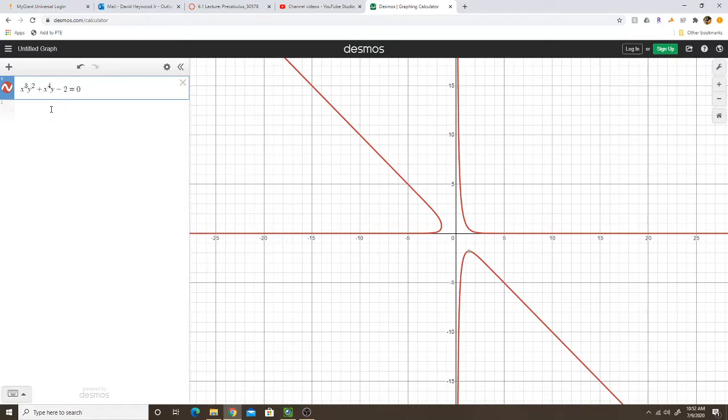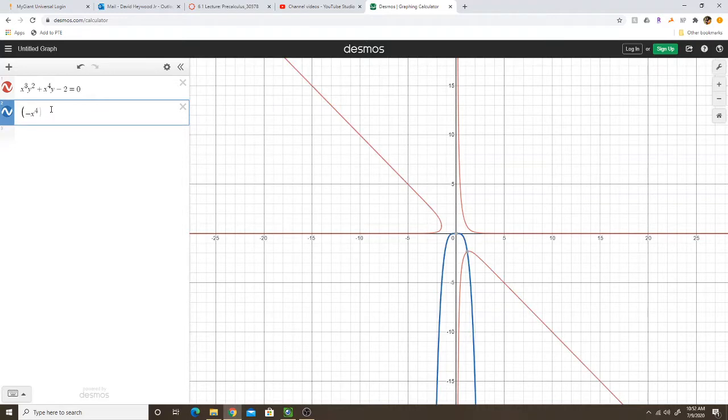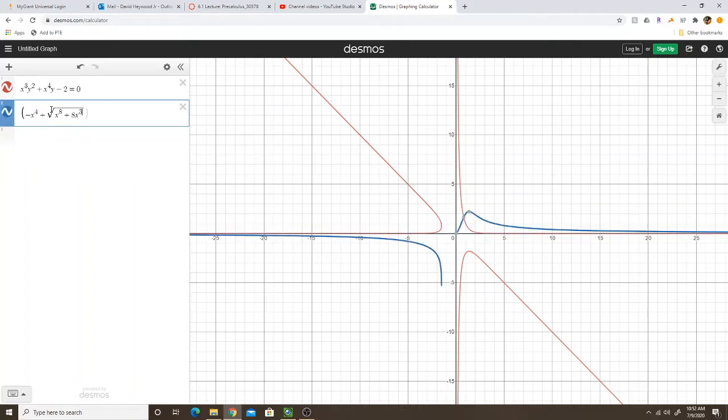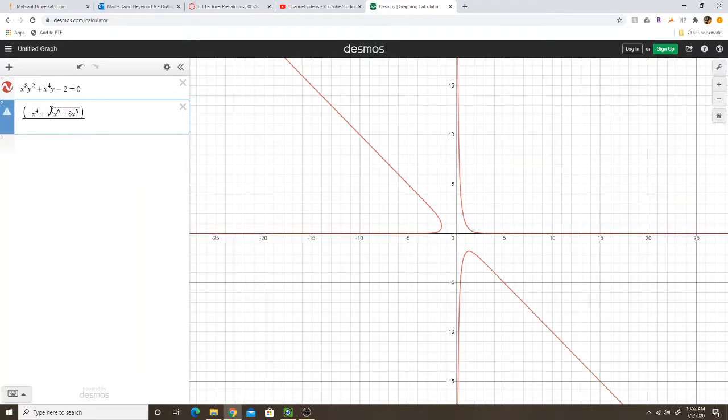I wonder, I'm going to plug in our solution, because I'm just curious now. Our solution was negative x to the fourth, I'm just going to do the positive half, plus the square root of x to the eighth plus 8x cubed, over 2x cubed.